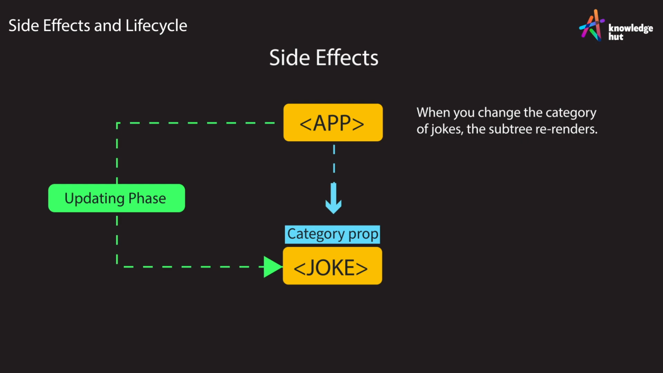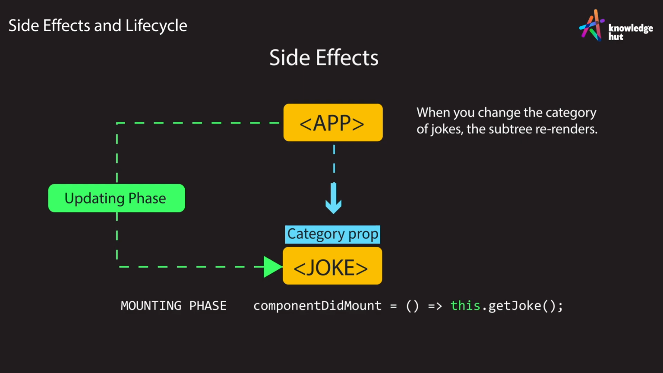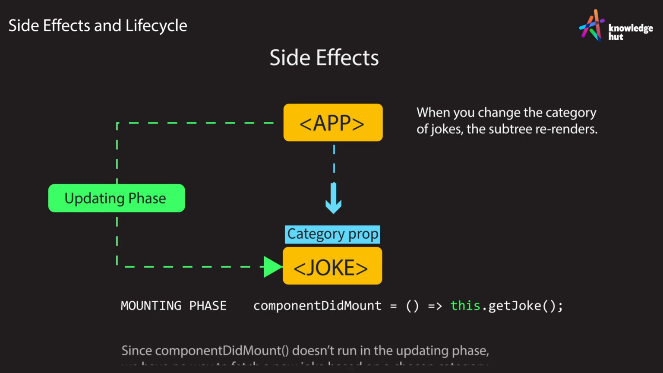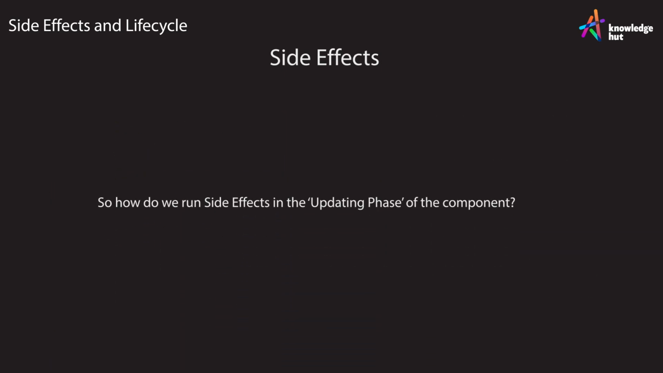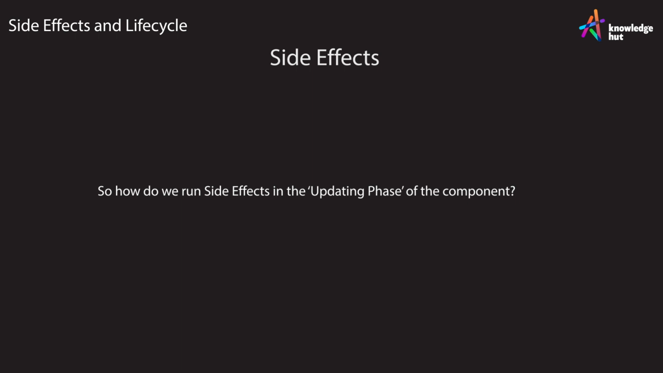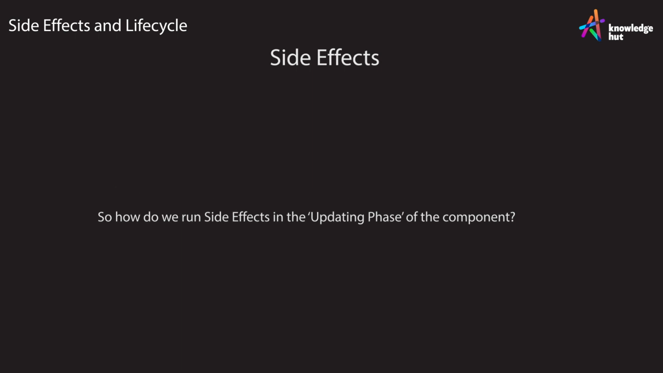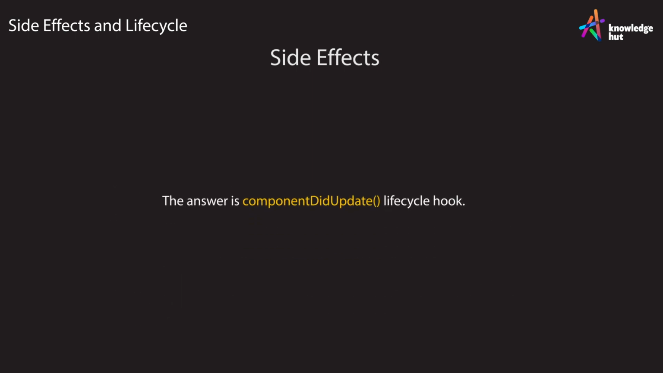This also means that while the component is updating, the componentDidMount function, which is responsible for executing the getJoke function, isn't going to be invoked, since it is only invoked when the component is first created and mounted in the DOM. We thus need a solution which allows us to run side effects in the updating phase of the component. And the answer to that is the componentDidUpdate lifecycle method.